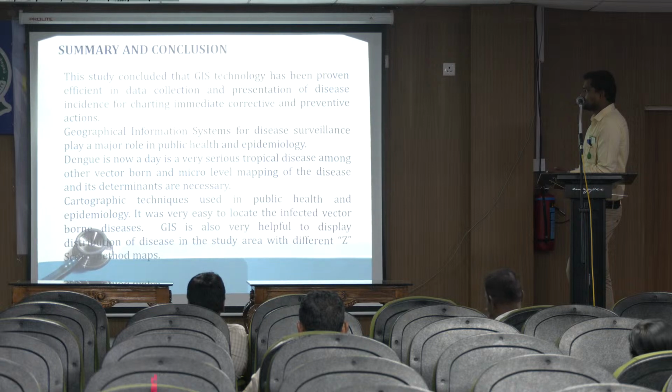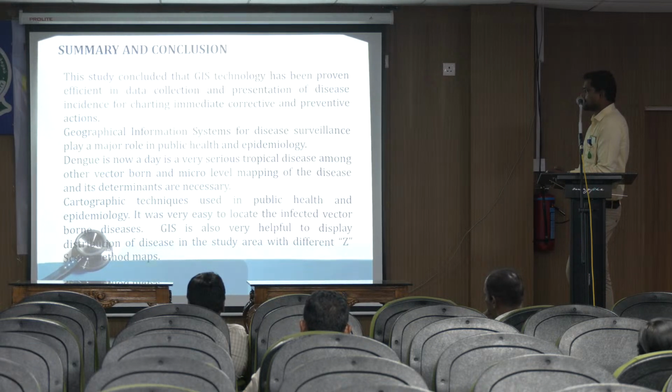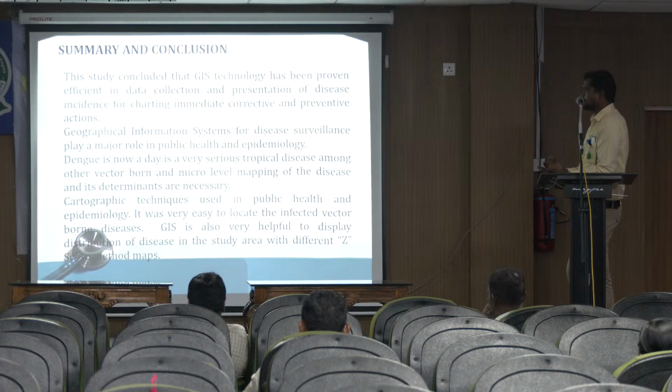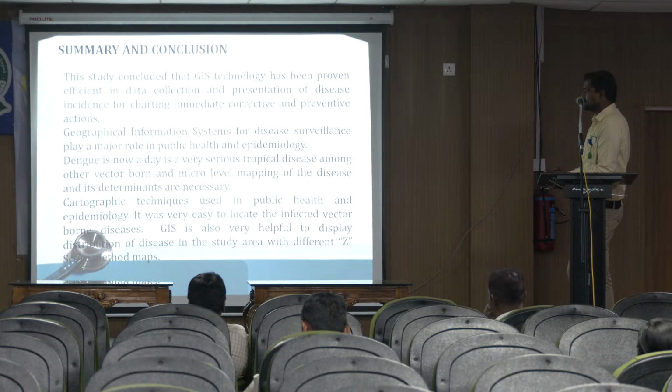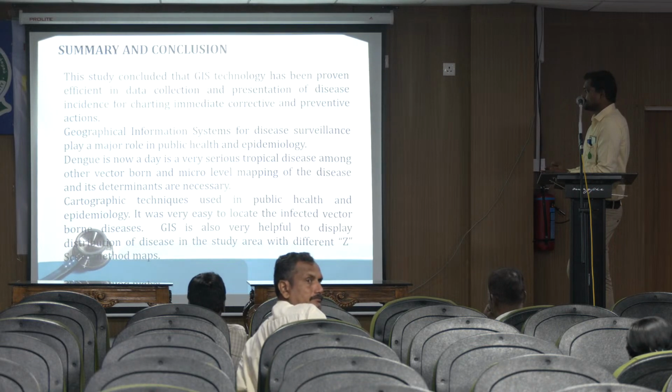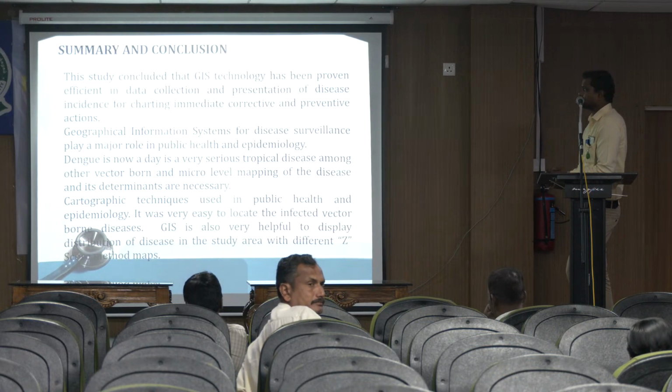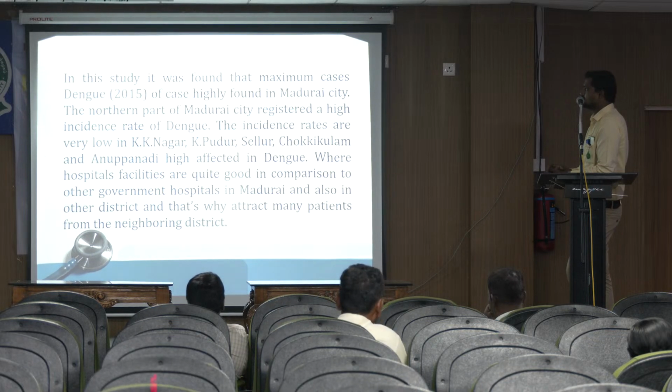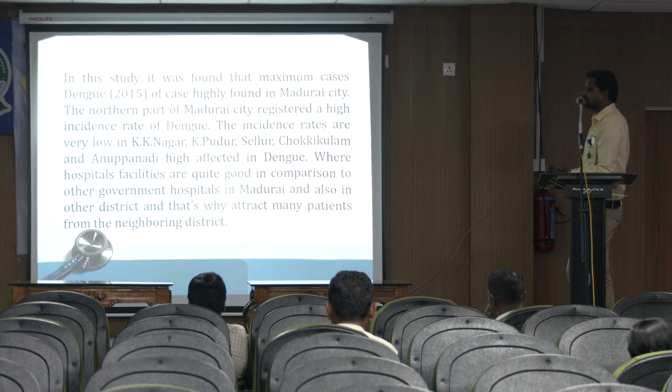Dengue is nowadays a very serious tropical disease among the other vector-borne diseases, and micro-level mapping of the disease is necessary. The cartography techniques used in public health and epidemiology make it very easy to locate vector-borne disease infections. GIS is also very helpful to display the distribution of disease in the study area with different methods of maps.